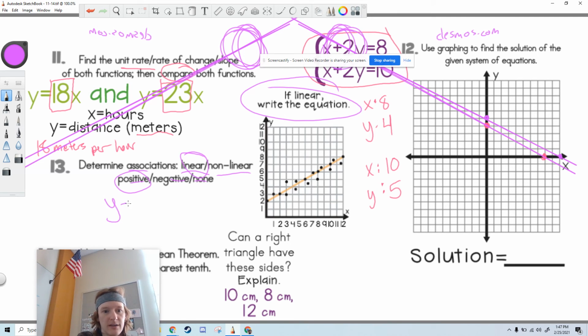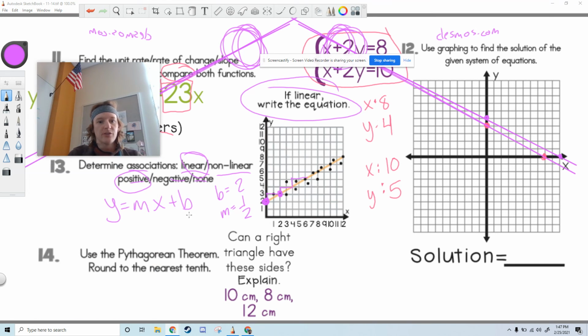Well, y equals mx plus b. Here's our b at 2. And it looks like we go up 1 over 2 every time. Up 1 over 2, up 1 over 2. So b is at 2, m is a half. So use these numbers, plug them into this equation, and then you've got your equation.